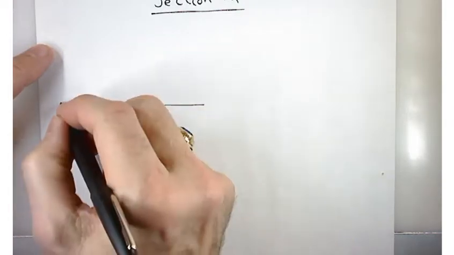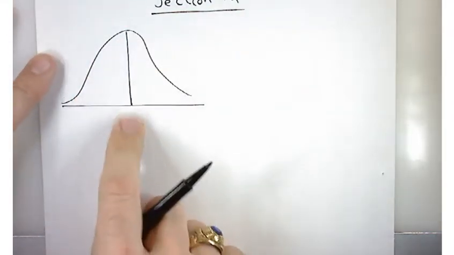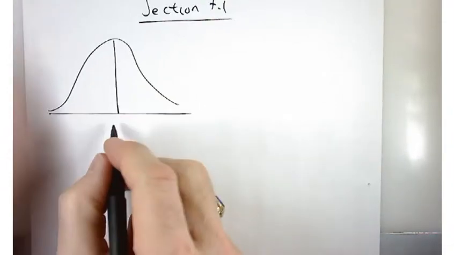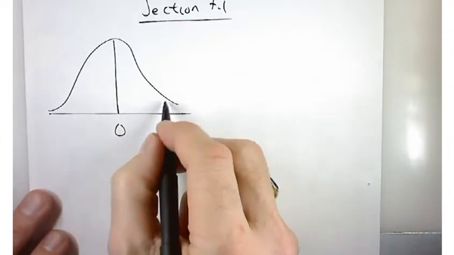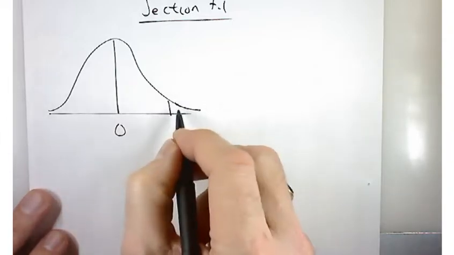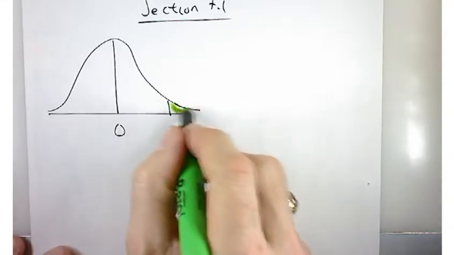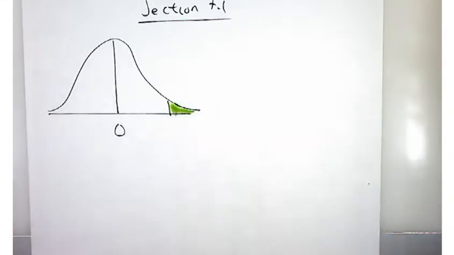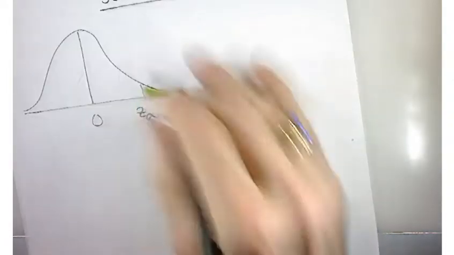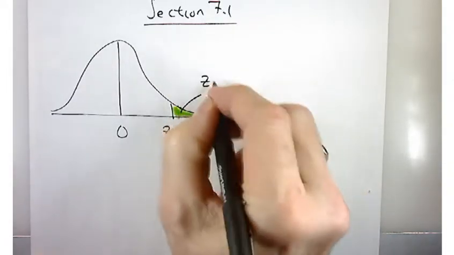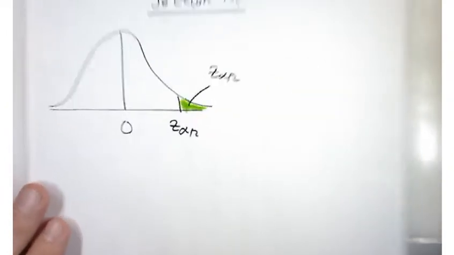So here's our normal curve. The standard normal curve has what here for the center? What value? The mean, and in this case 0. So z sub alpha over 2 is going to be the point on the curve that puts alpha over 2 of the area in the right tail. So z sub alpha over 2. And let's remind ourselves how we can find that.